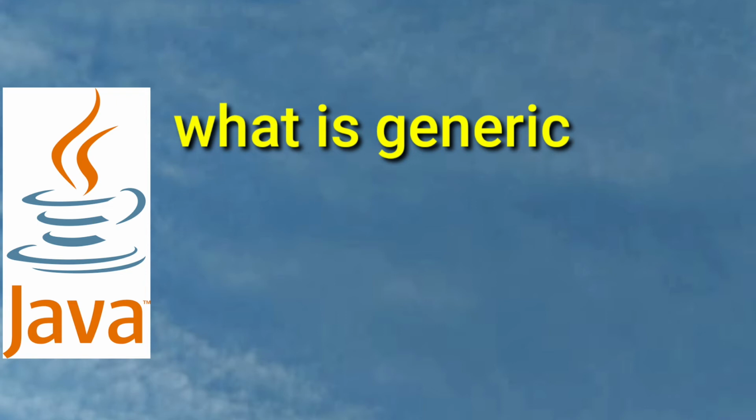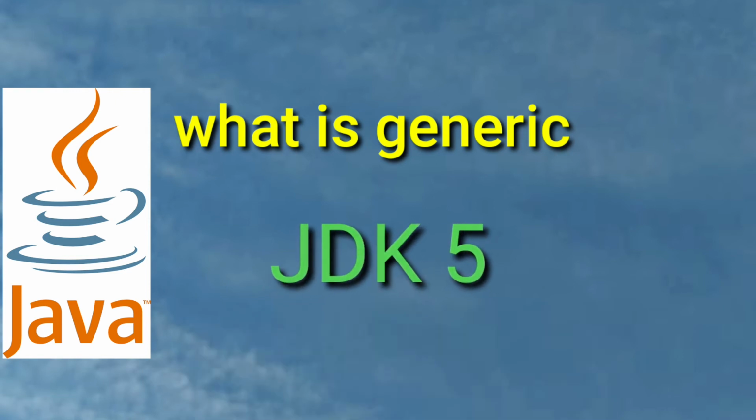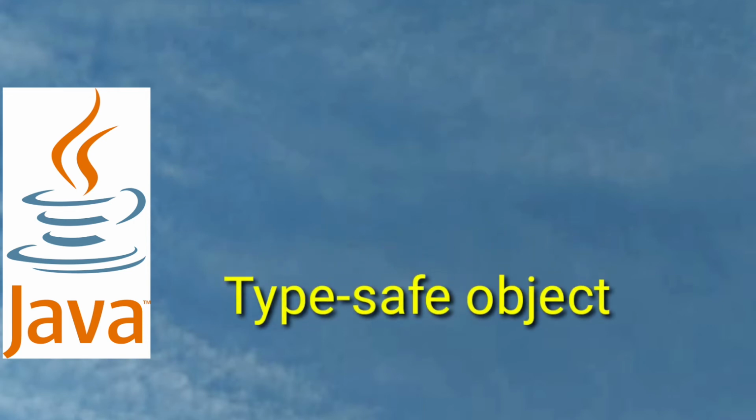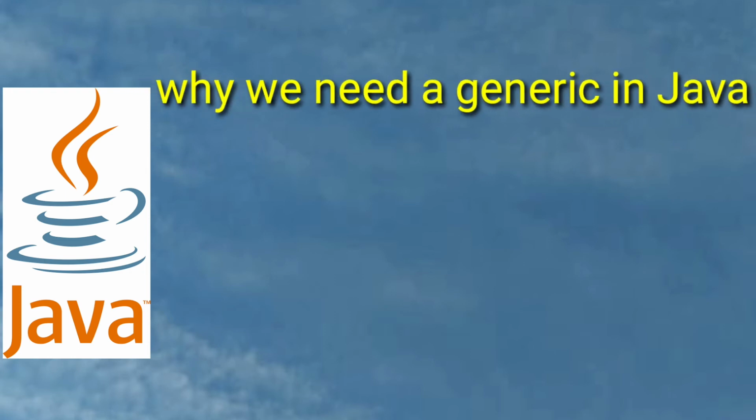Generics in the Java programming language was introduced in Java JDK 5. It is used to deal with type-safe objects. So it makes the code stable by detecting the bugs at compile time. Now you may have a doubt why we need generics in Java.